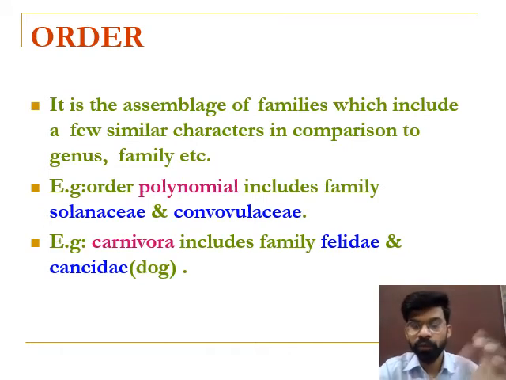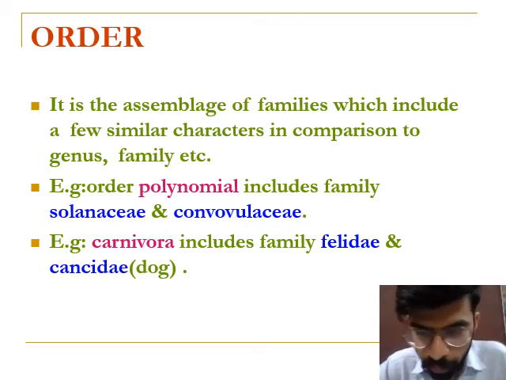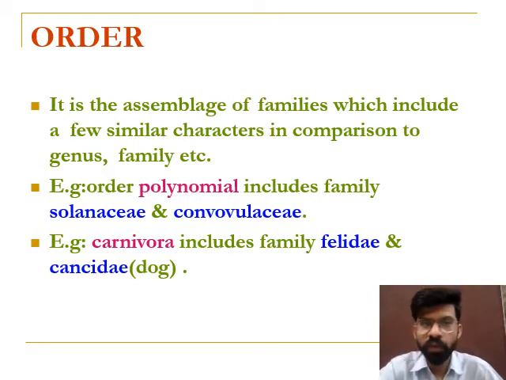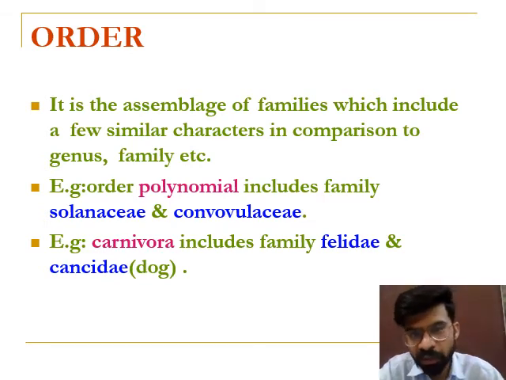Next is order. We are moving from bottom to top. First is species, then genus, then family, then order. So what is order? Order is the assemblage of families. Species combine to form genus, genus combine to form family, and family combine to form order. So order is the assemblage of families which include a few similar characters in comparison to genus and family.